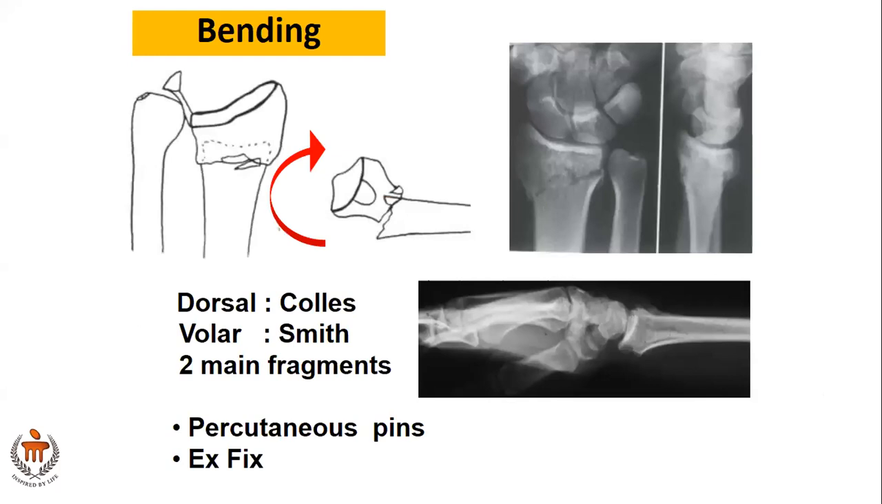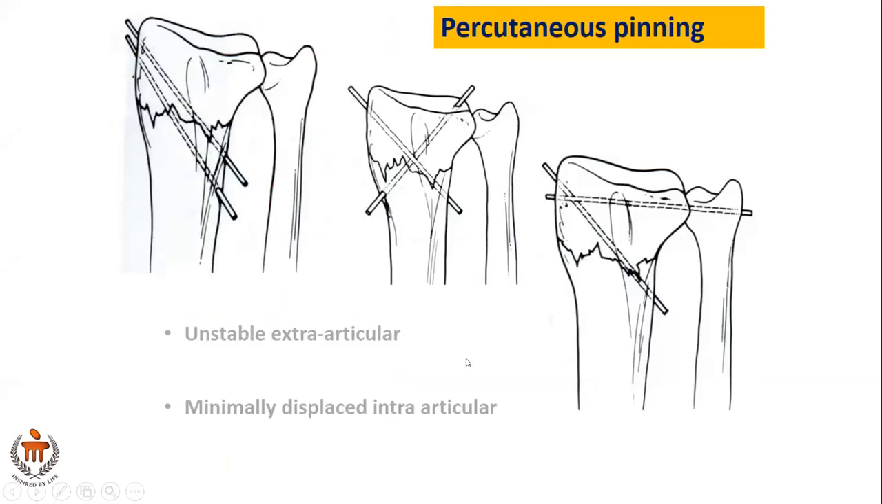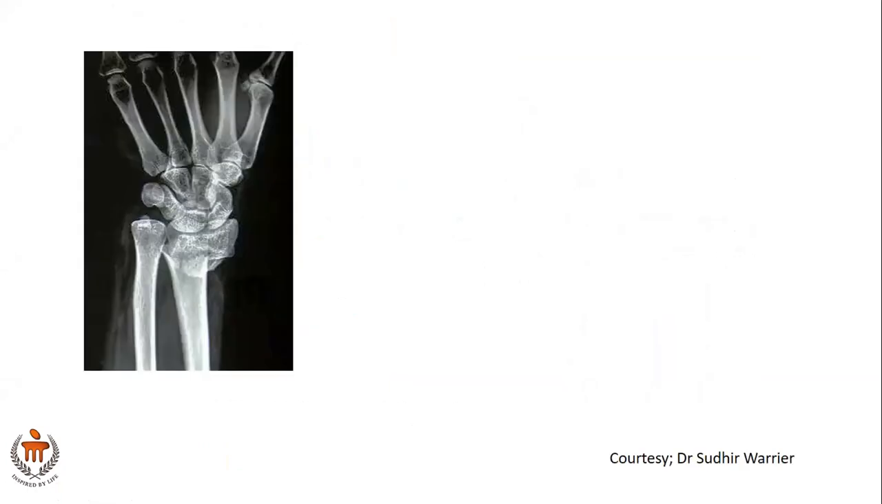Now, K-wires, good old K-wires, they're always there. They always will be there. And always a good friend of a hand surgeon. So bending fractures like this, your classic extra-articular fracture where you have two main fragments, probably is the best kind of fracture, or very unstable extra-articular fractures, or minimally displaced intra-articular fractures. These are the ones where K-wires probably have to be used.